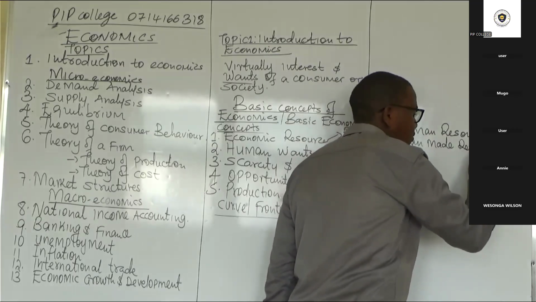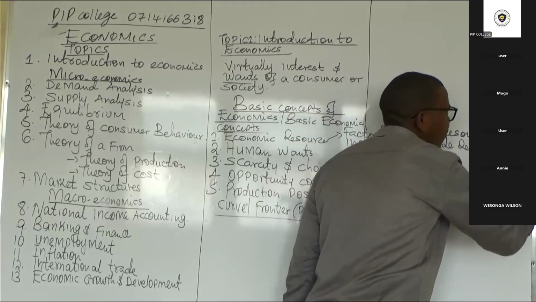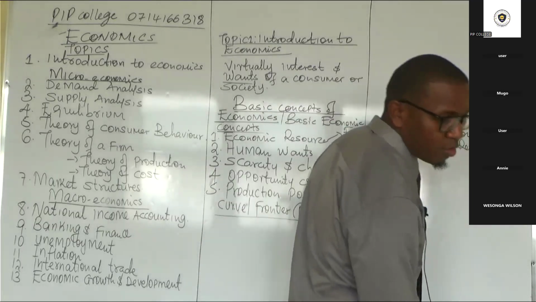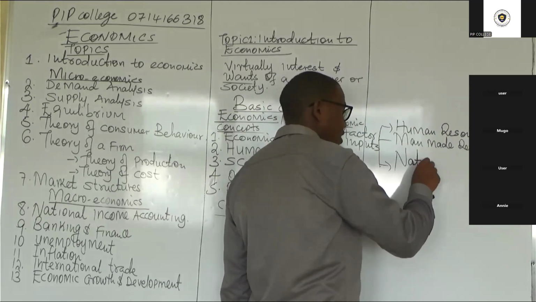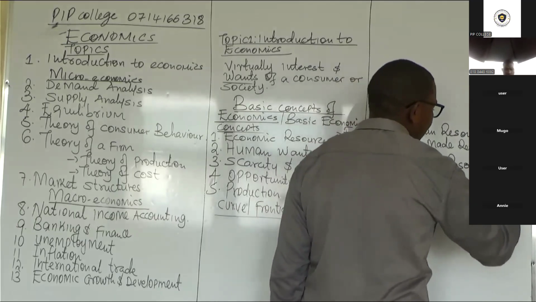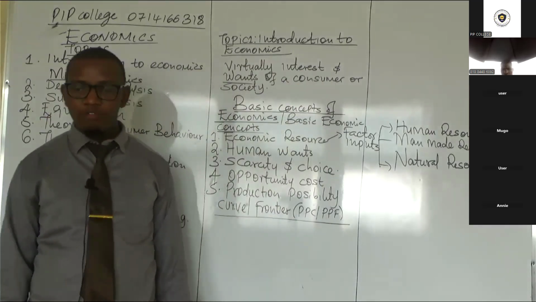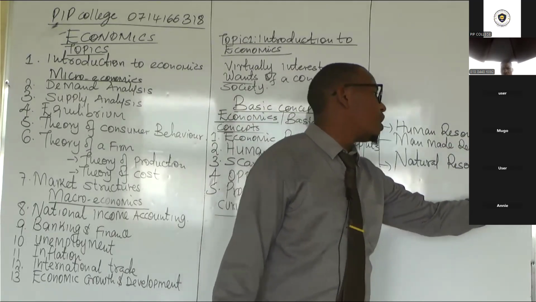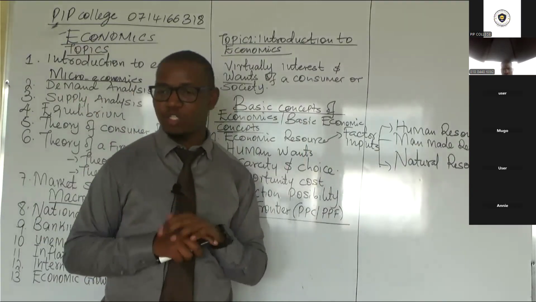Man-made resource. The man-made resource here, I'm talking about the capital. And then also we'll talk about what we call the natural resource. Natural resource here, we are talking about the land. All these are the factors of production. Factors of production here, we are generally talking about labor, capital, land, and we'll also talk about what we call enterprise.